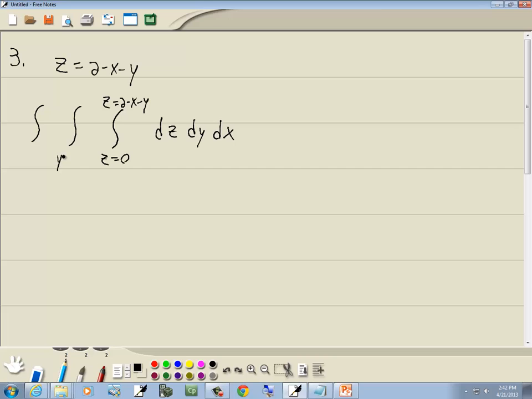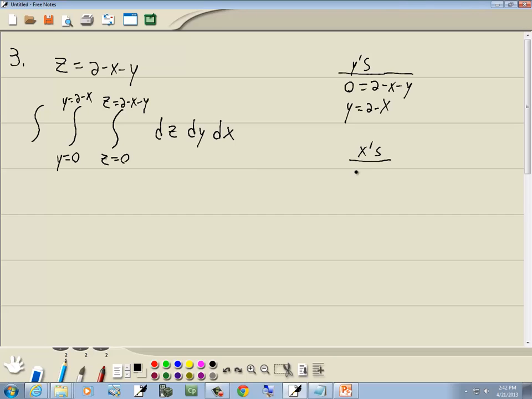Now our next one is going to go from y equals 0. And to find the y's, we have this. We plug 0 in for z. So we got 2 minus x minus y, and then we want to solve for y. So we take negative y over, and we get y equals 2 minus x. So this is going to be y equals 2 minus x.